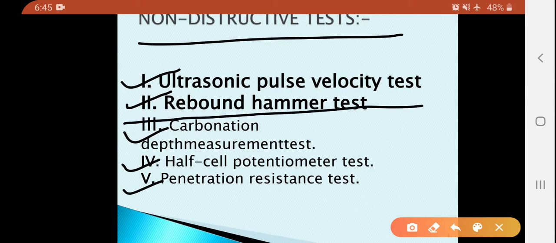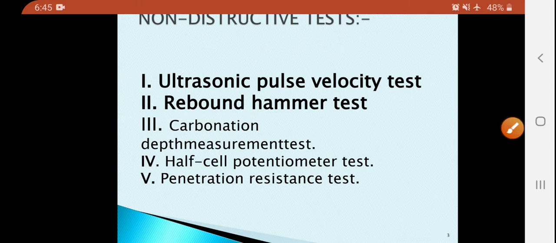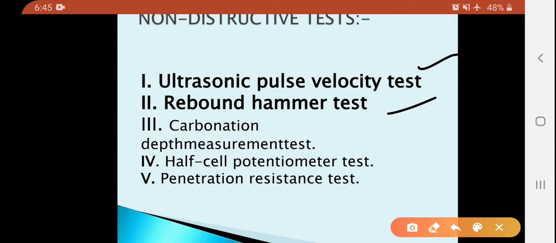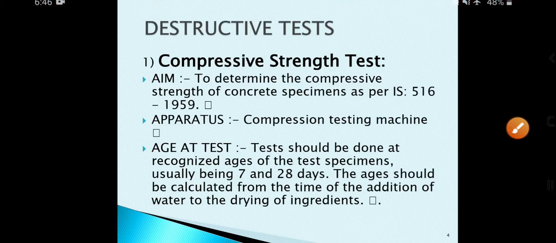As per the history in the VTU, they are continuously asking only on these two tests. So these two tests are most important, that's why I highlighted them here. Other tests are not important compared to these two tests. Nowadays also, these two tests have more weightage.